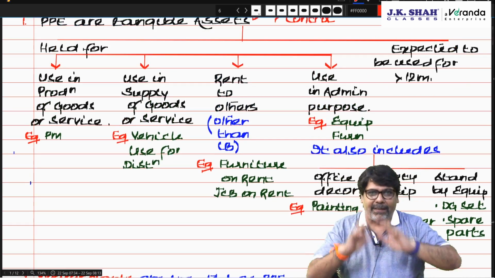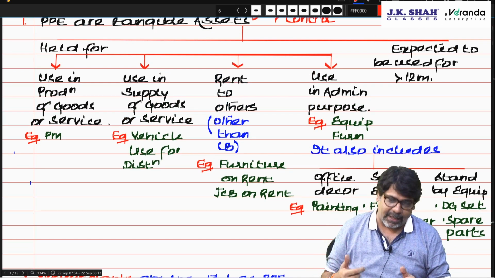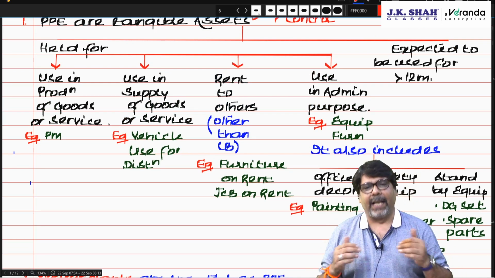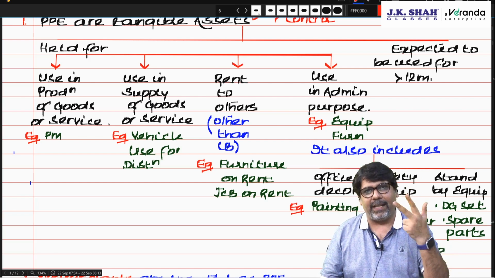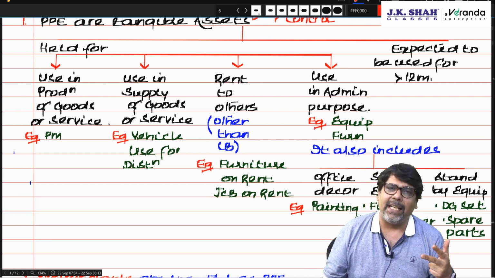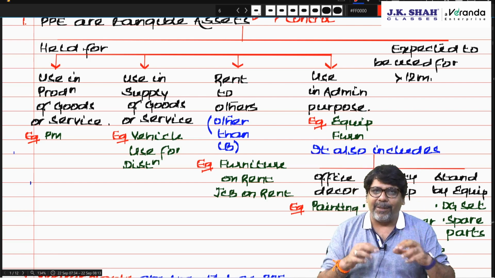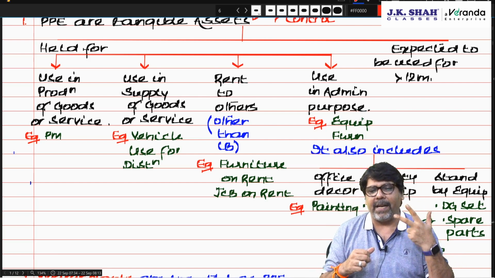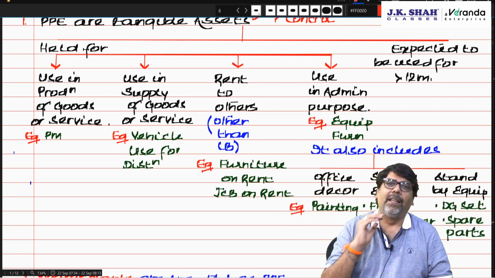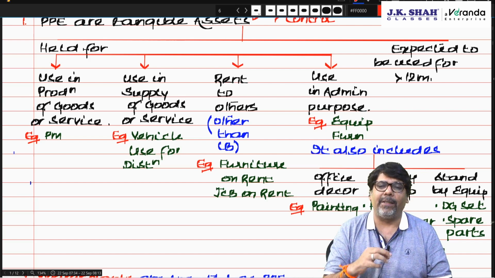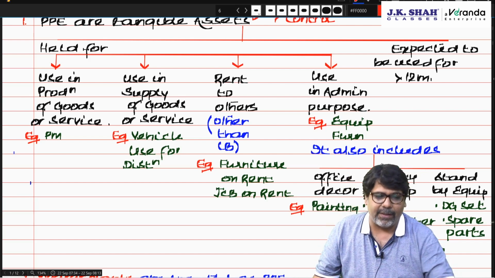So chartered, and the most important thing, its expected useful life should be more than 12 months. So if I summarize, PPE is a tangible asset. Asset means future economic benefit and control. It is held for production of goods and services, supply of goods and services, rental to others other than land and building, for use in admin purposes, and it includes office decor, safety equipment and standby equipment. And remember, the expected useful life of all these assets has to be greater than 12 months. Now chartered, this is the definition of PPE.